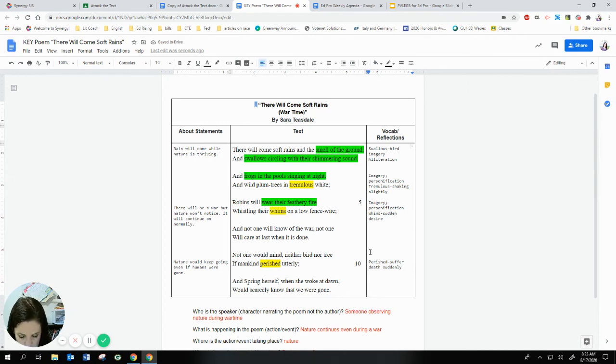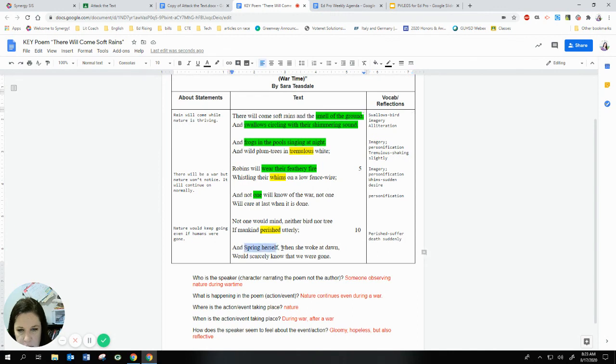Then we have, and not one will know. When they're talking about one, they're talking about nature in general and things like birds. So that also is personification of nature. And then really nothing in that next chunk. But then you have spring herself when she woke at dawn. Again, spring, that's a human quality, waking up. So again, we have personification.